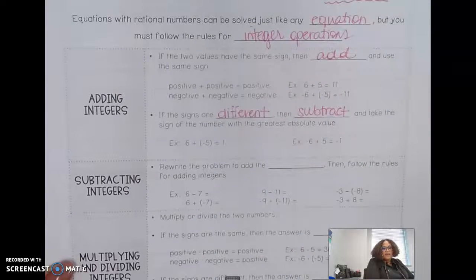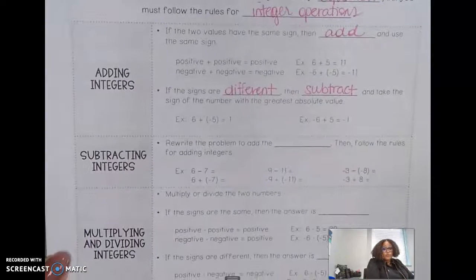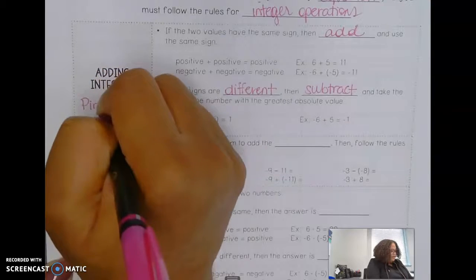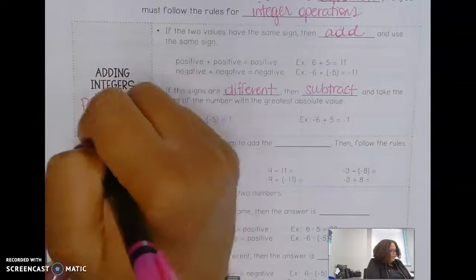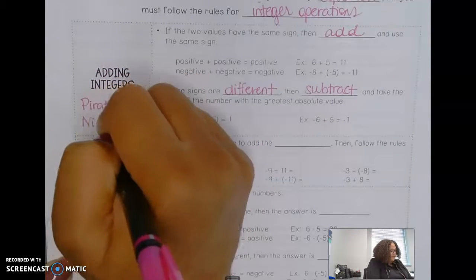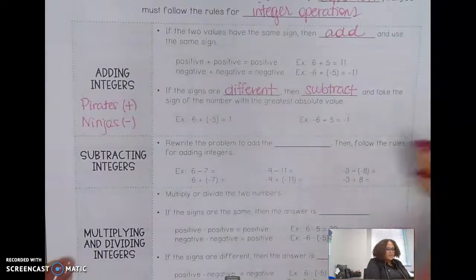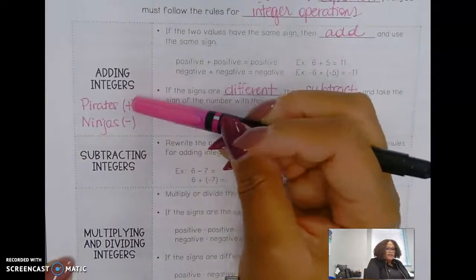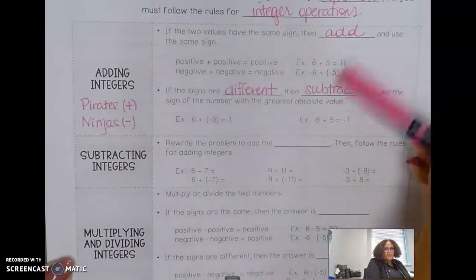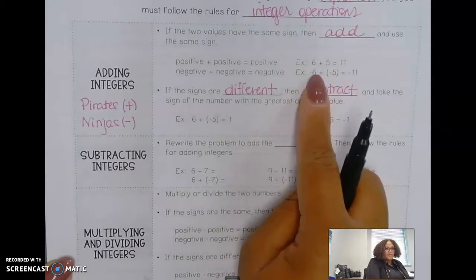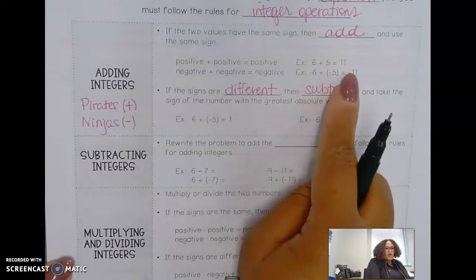then we subtract and keep the sign of the greater absolute value. Keep in mind the pirates and the ninjas rules, okay? Pirates are positive. And ninjas are negative. Remember, they're arch enemies. So if they're together with each other, if pirates are with pirates, they combine and get a positive. Boom. If ninjas are with ninjas, they combine and we get a negative. There's 6 negative ninjas and 5 negative ninjas. Altogether, we have 11 negative ninjas.